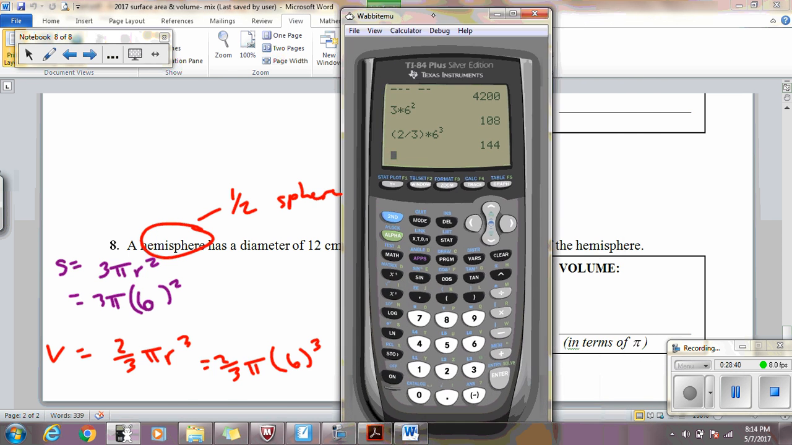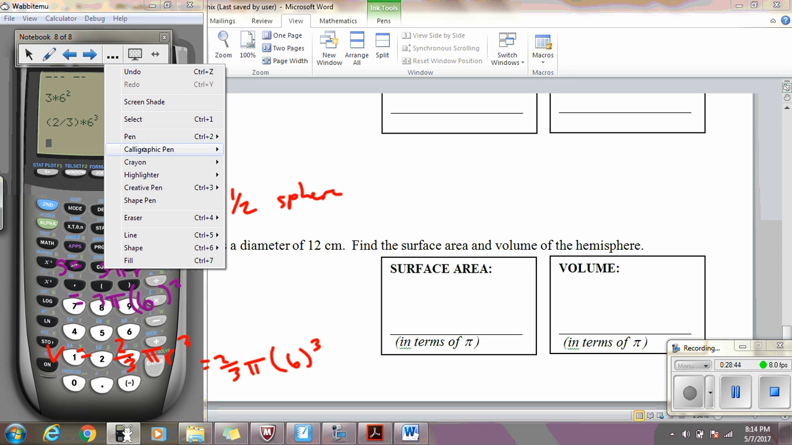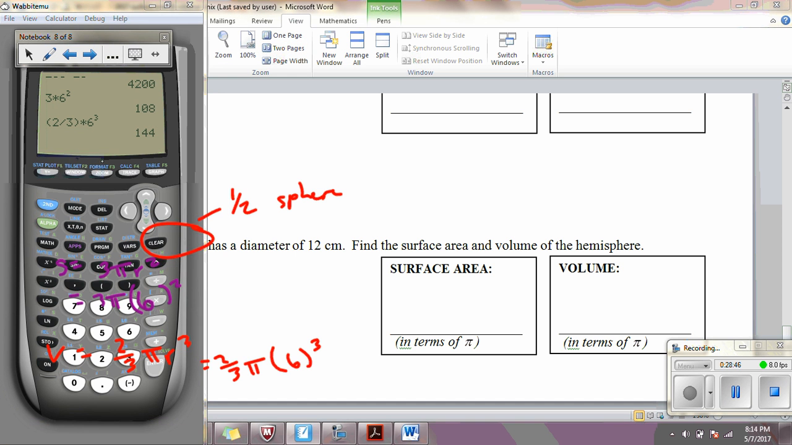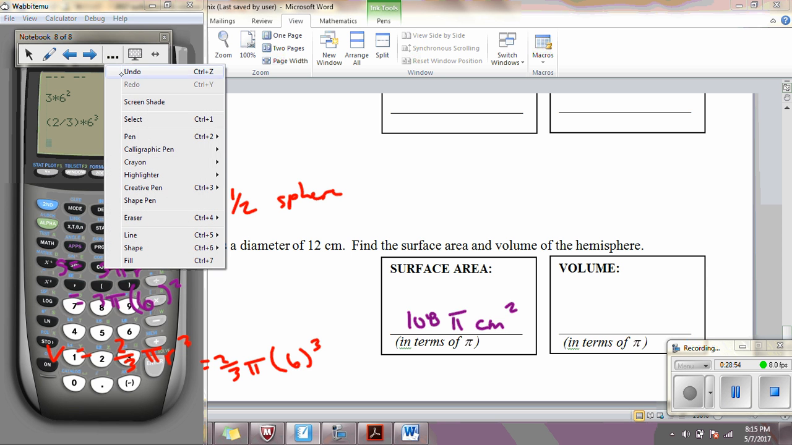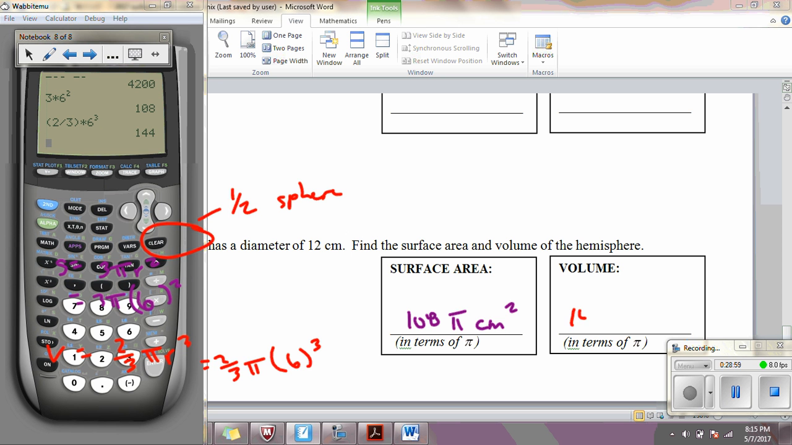So my surface area is 108. My volume is 144. Surface area 108 pi centimeters squared. And my volume 144 pi centimeters cubed.